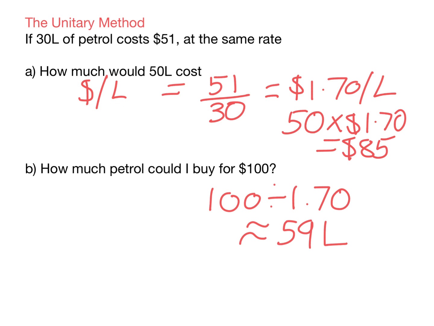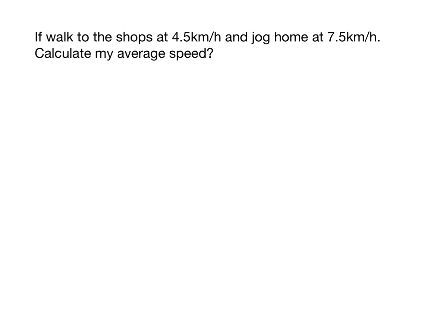All right, let's look at a harder rates question now. So suppose I walk to the shop at 4.5 kilometers per hour, jog home at 7.5 kilometers per hour, calculate my average speed. So a lot of people here would say, okay, it's just halfway between these two numbers, which is 6 kilometers per hour. Now it doesn't work like that because you spend a lot more time walking at this speed than you do running because you're obviously going slower. So how are we going to calculate it?